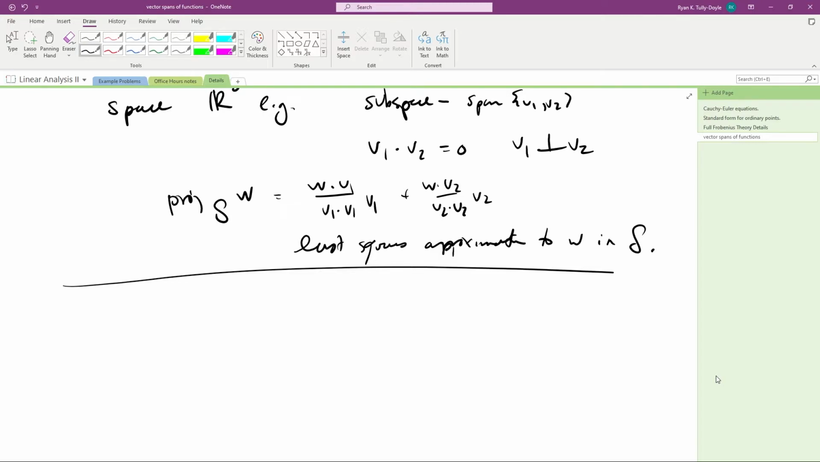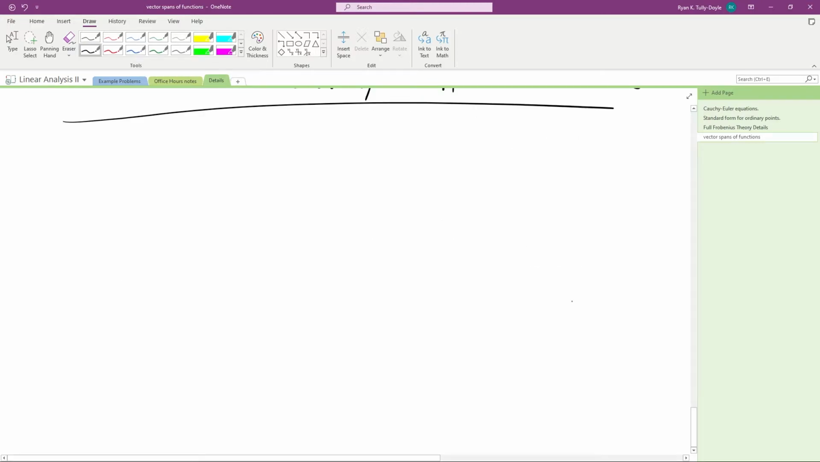And the way that we're going to minimize error is exactly the way we did it in the finite dimensional case. We're going to do a projection of a function onto a subspace spanned by other functions. And the result is going to be the function in the subspace that's as close as possible to the function that we started with.